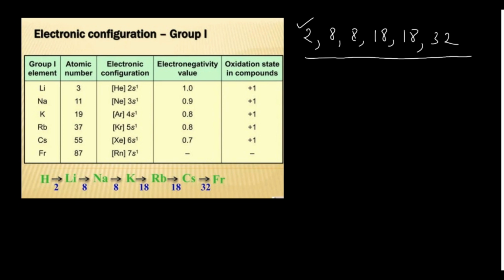And if you add 18 to the 19, then you will get 37, which is the atomic number of rubidium. And if you add another 18 to 37, you will get the atomic number of cesium. And if you add 32 to this 55, you will get 87, which is the atomic number of francium. So by using this magic number trick, you can remember the atomic number of the remaining elements of the group. Here you can see I have given you the trick also, right? Just like that.